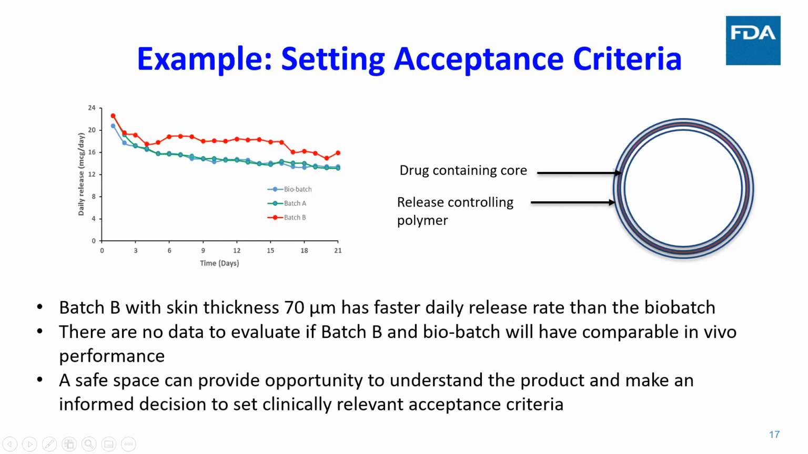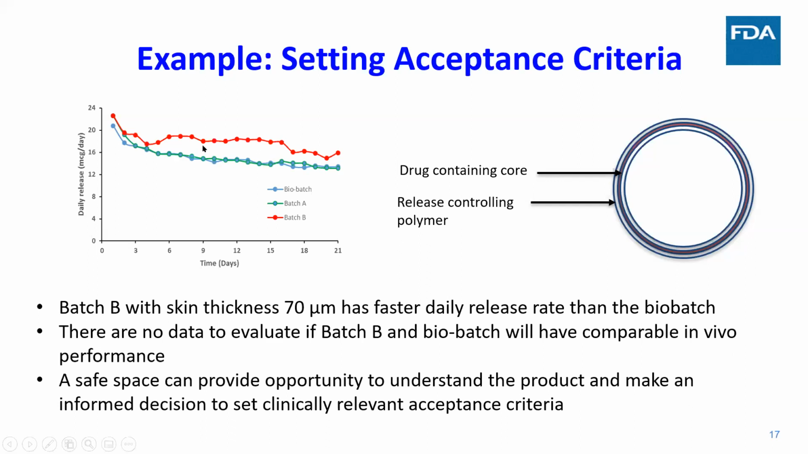Now for vaginal rings, the release to some extent is controlled by a release controlling polymer. For reservoir type vaginal rings, this drug-free polymer layer surrounds the drug substance containing core, and the thickness of this polymer layer is called the skin thickness. So usually there is a range set up for the skin thickness for the product. And in this case, the proposed range was 70 to 100 micrometer.